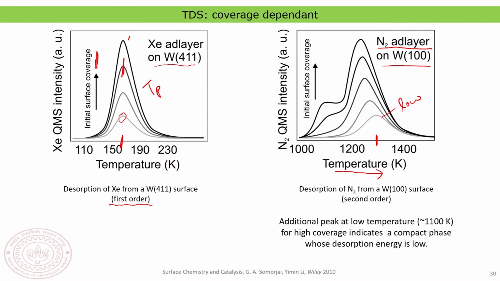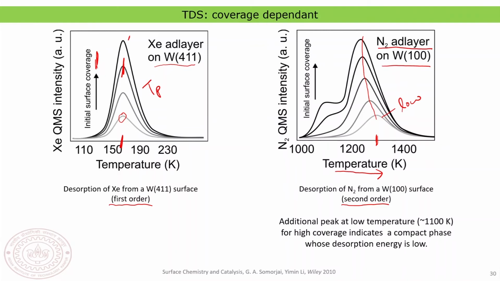Now, the interesting thing is that as the coverage increases, you can see the peak temperature is also changing, and it is going to a lower temperature. This is characteristic of a second order reaction, because we know that the desorption of nitrogen is associative, or the adsorption of nitrogen is dissociative.